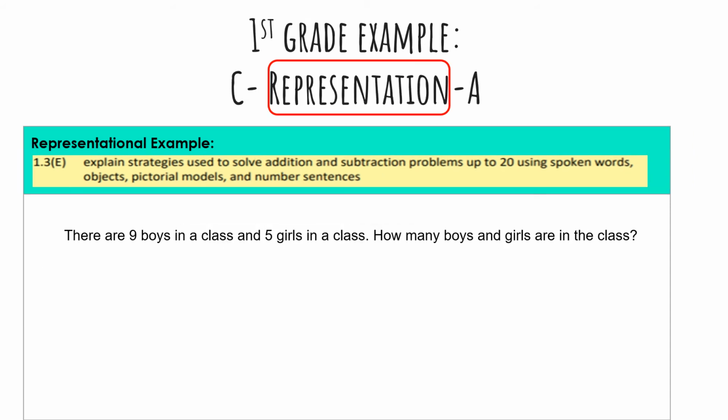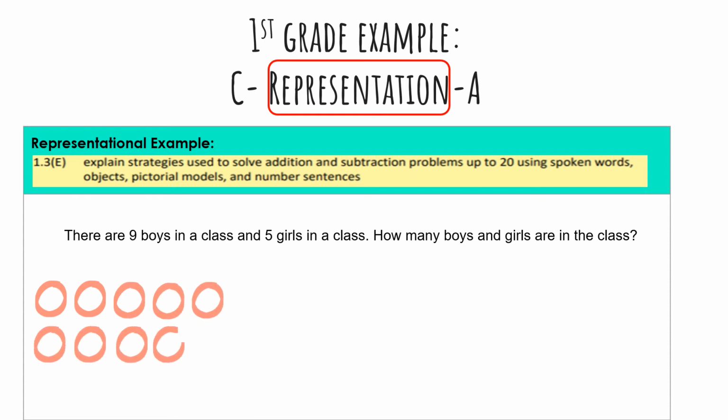Now let's take a look at a first grade representation example of the same problem we solved previously. So instead of using counters, now we can move to the representation of a drawing of the 9 boys. So here's the 9 boys, here's the 5 girls, and I can still use the make 10 strategy by erasing or moving over one of the girls to the boys so I can make a 10. And now I have a simpler problem of 10 plus 4 to demonstrate 14 boys and girls in the class.